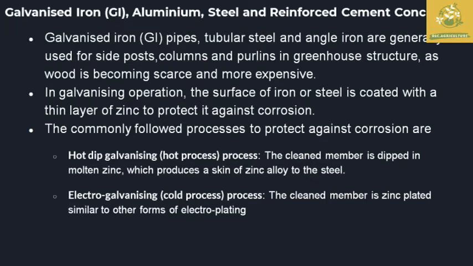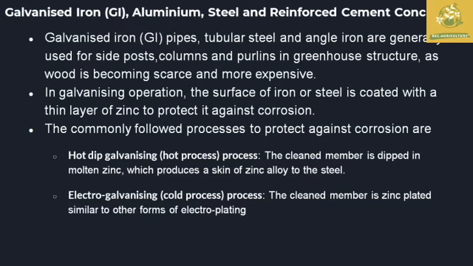In the galvanizing operation, the polyhouse structures of iron and steel are coated with a thin layer of zinc, so they are protected from corrosion problems. The most common methods to protect against corrosion are hot dip galvanization, also known as the hot process method, and electro galvanization, which is a cold process method. In hot dip galvanization, the clean member is dipped in molten zinc, so a skinny layer of zinc alloy metal is formed on the steel.